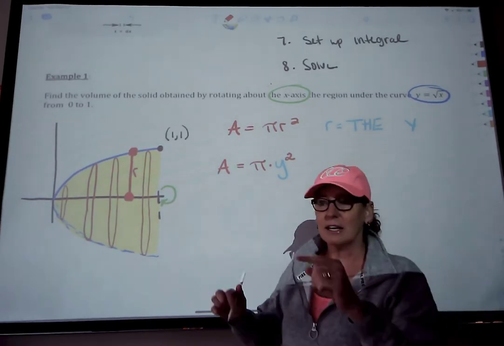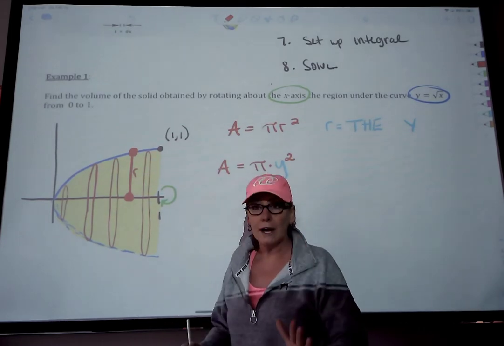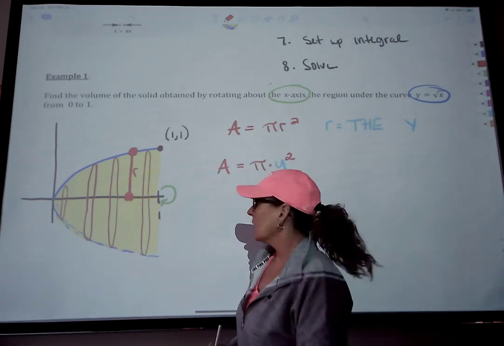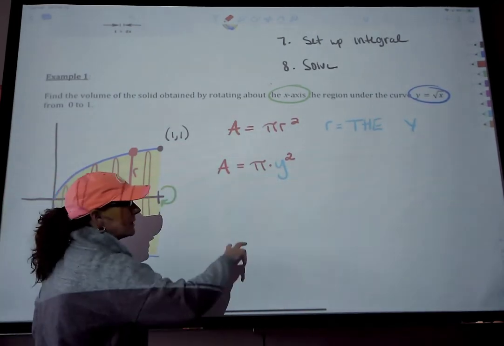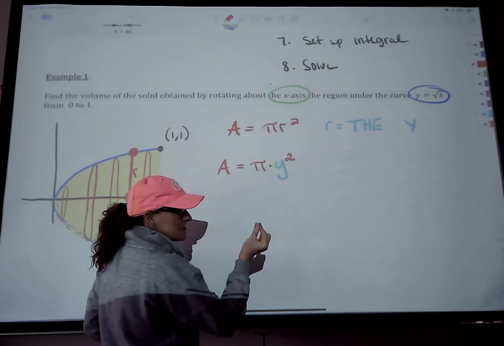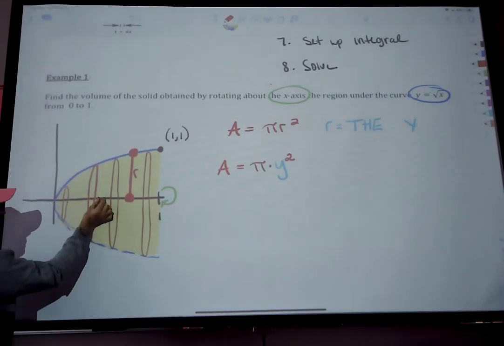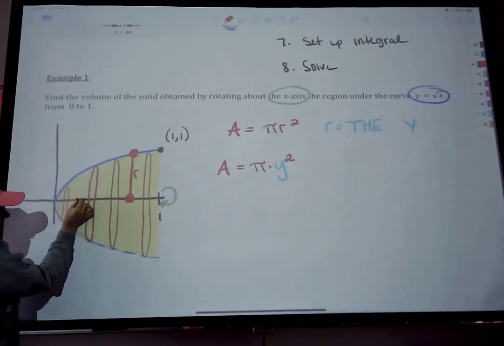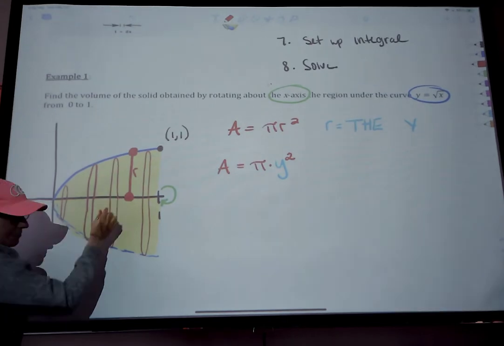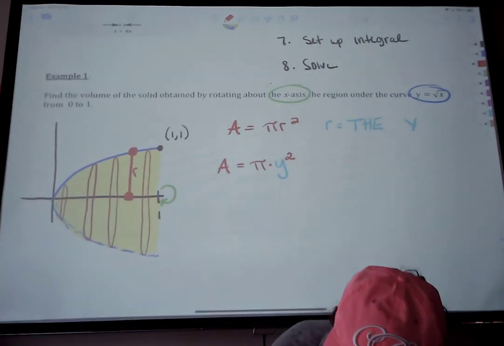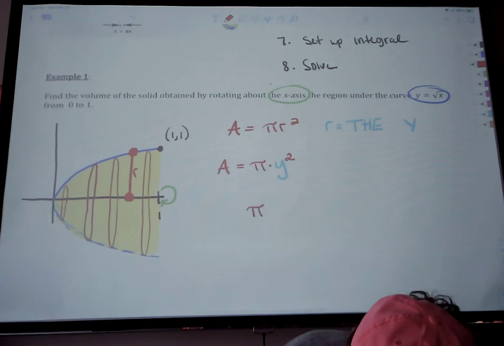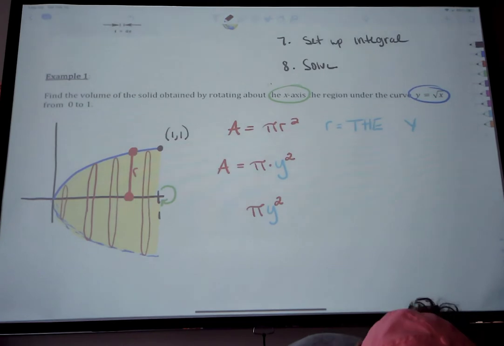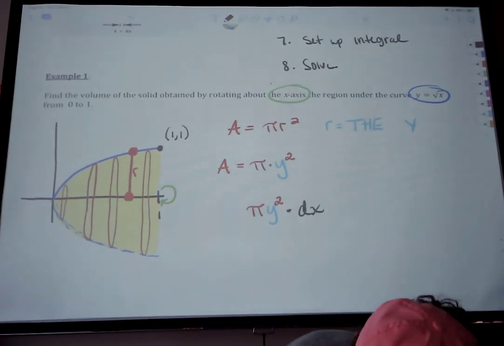Now, that is a representation of one plate's area. I'm going to need volume, so I'm going to need to multiply the area of one plate times the thickness of the plate. Well, how thick are these plates? Yes, this thick, this thick, this thick, this thick, that's dx. So I'm going to do pi times y squared times the thickness of each plate, which is dx.